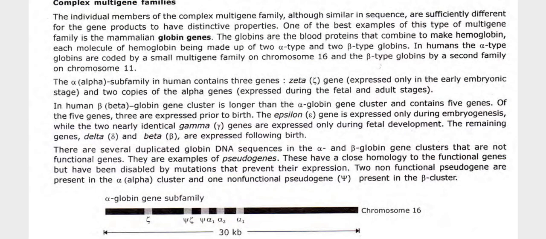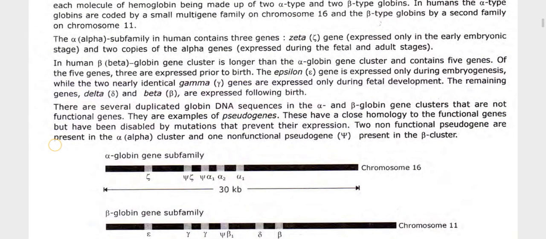One of the best examples of this type of multigene family is the mammalian globin gene. The globins are the blood proteins that combine to make hemoglobin. Each molecule of hemoglobin is made up of 2 alpha type and 2 beta type globins. In humans, the alpha type globins are coded by a small multigene family on chromosome 16 and beta type globins by a second family on chromosome 11.